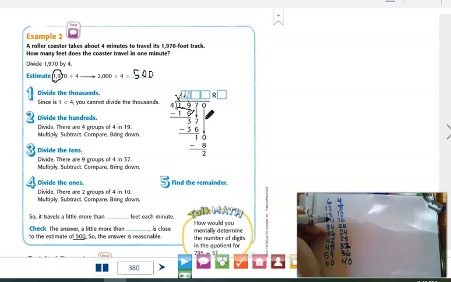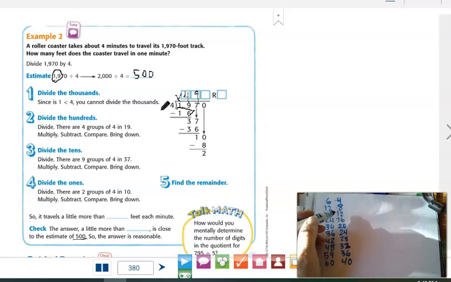Now I'm looking at 37. I'm looking at my number line to see what is closest to 37 without going over. I see 36 is closest. 40 goes over, so I'm going to stick with 36. How many jumps down is that? 1, 2, 3, 4, 5, 6, 7, 8, 9. So that means I'm going to have a 9 in my tens place.